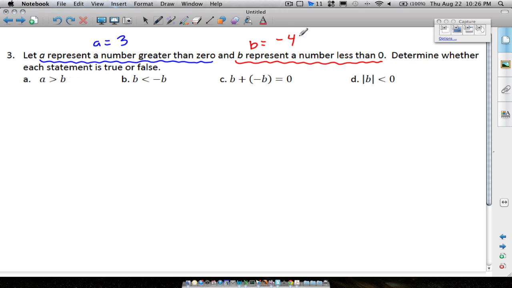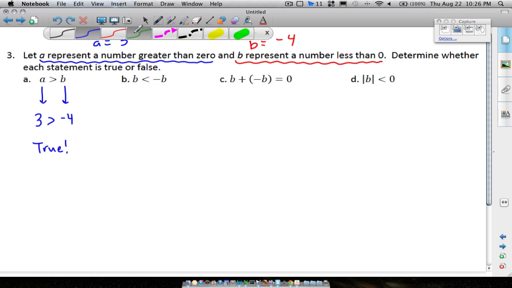A greater than B. Using the numbers that we picked here, we picked 3 for A, greater than B, we picked -4 for B. Is that true or false? Is 3 greater than -4? Yes, it is. So therefore, that is true.